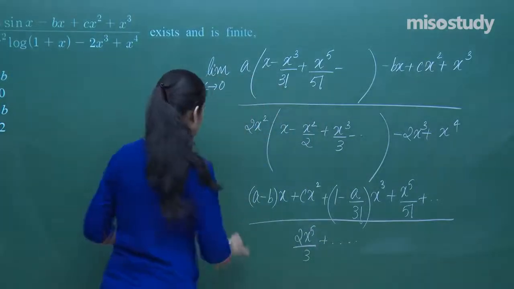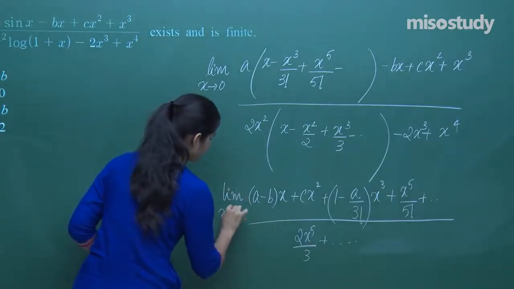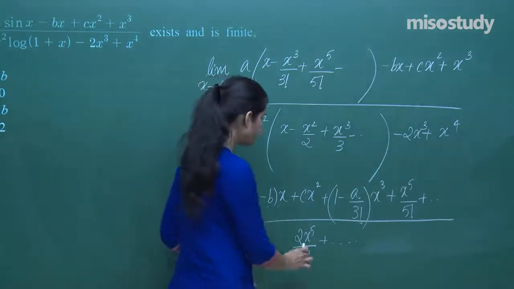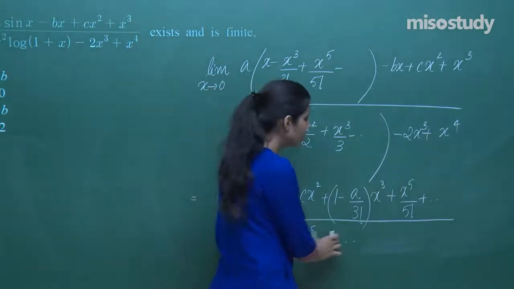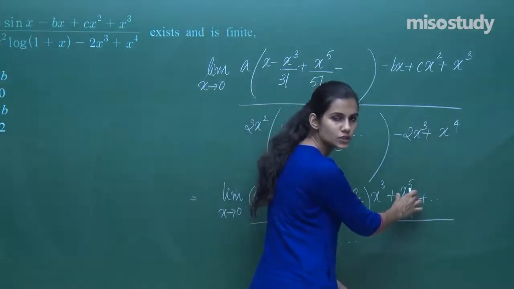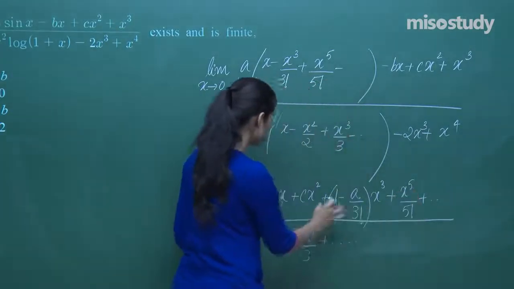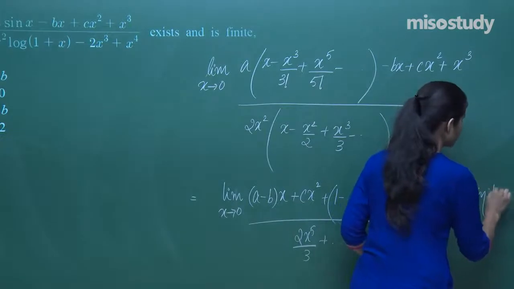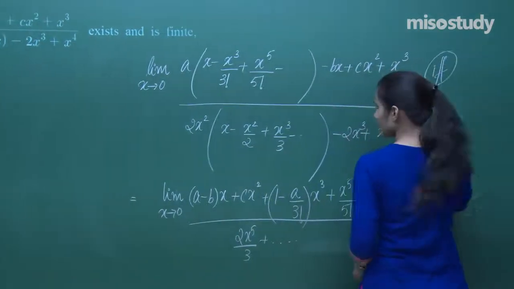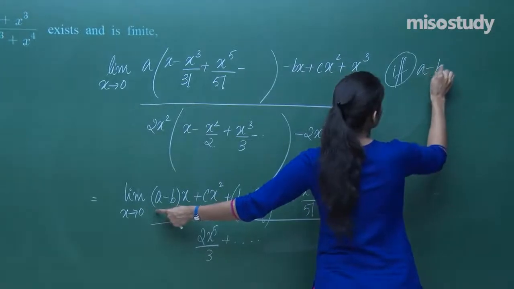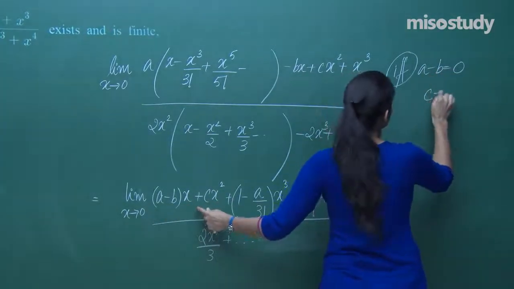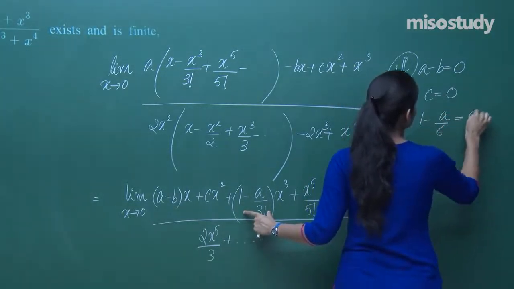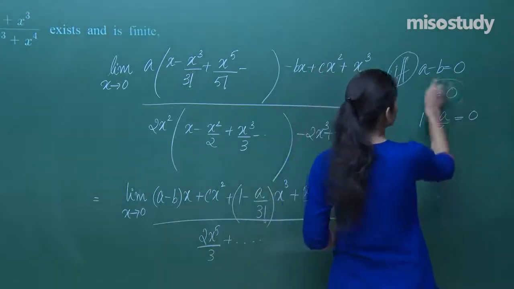The aim basically is to realize that this limit is actually turning out to be finite. If this is turning out to be finite, I am having x to the power 5 in the denominator, I should have x to the power 5 in the numerator as the first non-zero power. And therefore, this has to be 0, this has to be 0, this has to be 0. So this is finite if and only if a minus b is 0, c is 0, and 1 minus a by 6 is 0. That means c is 0.